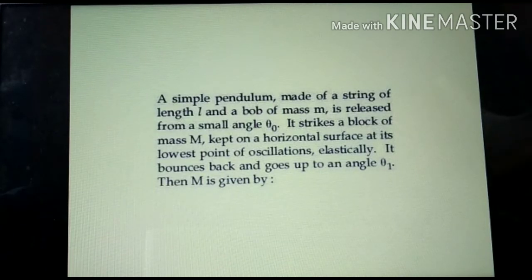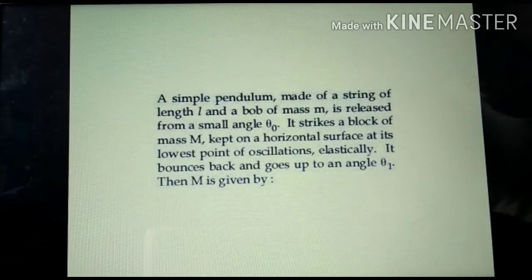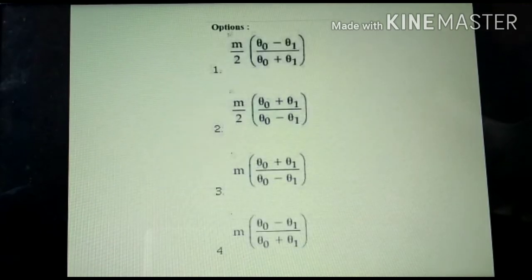It collides elastically, which means kinetic energy is conserved and momentum is also conserved, and it bounces back. It is not coming back to angle theta naught, it is coming back to some angle theta 1. Definitely theta 1 is less than theta naught. With these conditions given, we have to calculate the mass of the block kept on the horizontal surface. These are the options given, out of which we have to find the correct one.